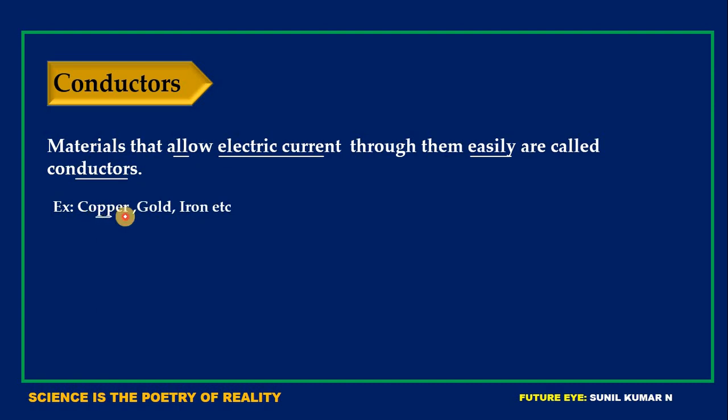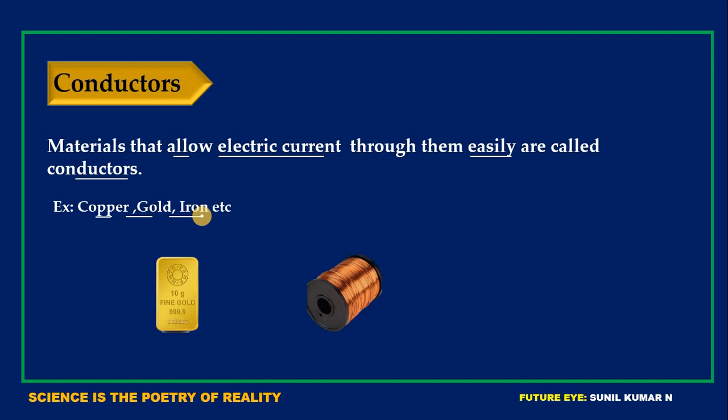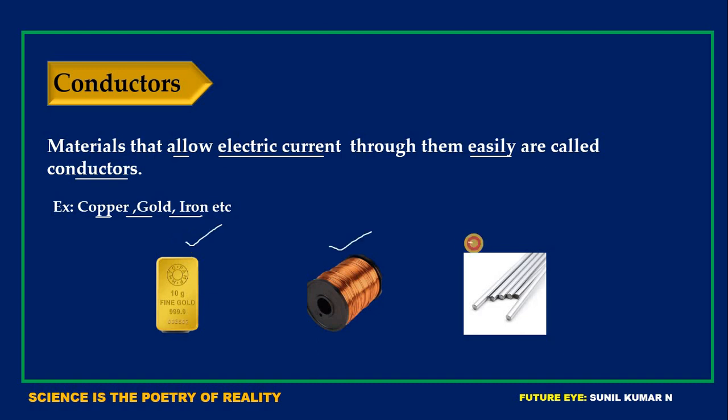Examples: copper, gold, iron. You would have seen in your house, for all electric purposes, they use copper wire. Why? Because copper is a good conductor of electricity. And outside you would have observed aluminum wire used to make electricity flow. Hence, aluminum is also a good conductor. So gold, copper wire and iron, all these are examples of conductors.